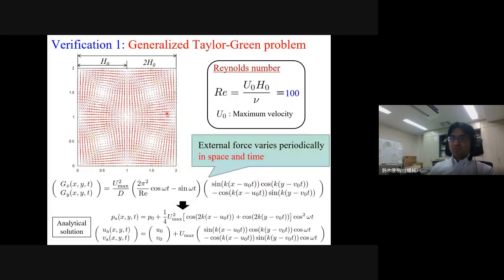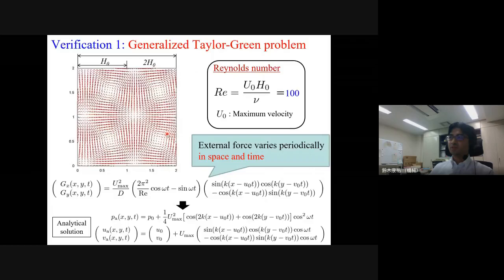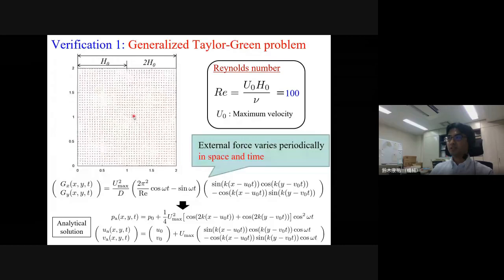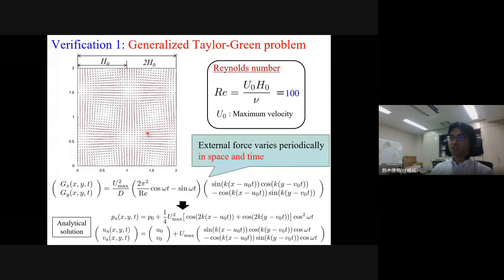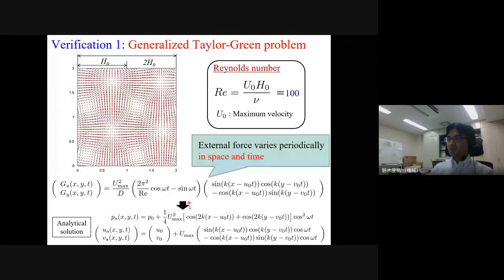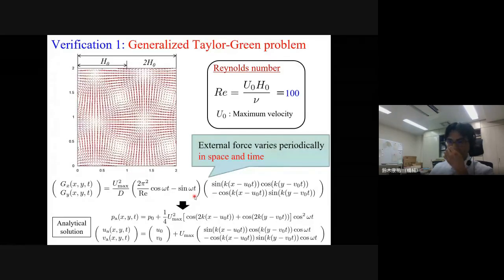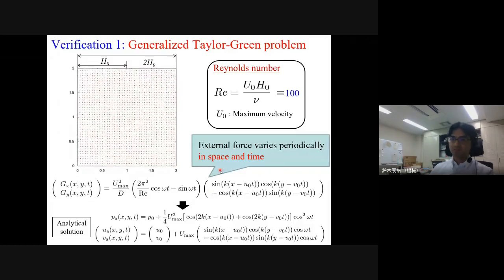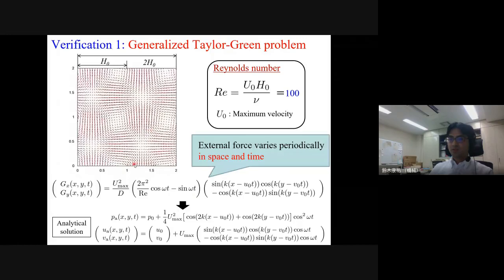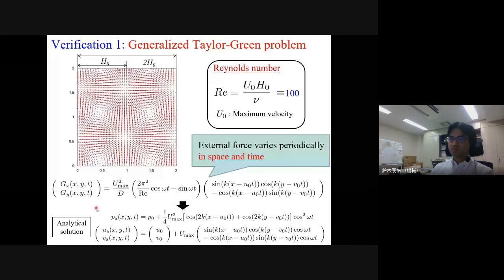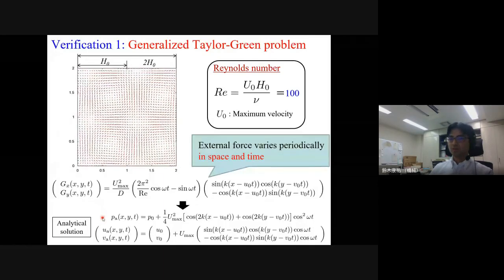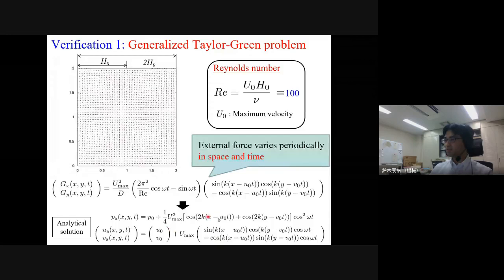In order to verify this conclusion, we simulate a generalized Taylor-Green problem. In this problem, the box is of size H0, and the vortices convect, diminish, decay, and amplify periodically due to this time-dependent body force field. This external force varies periodically in space and time. The boundaries of this domain are all periodic. In this problem, the analytical solution of the incompressible Navier-Stokes equation system can be found, as shown here.